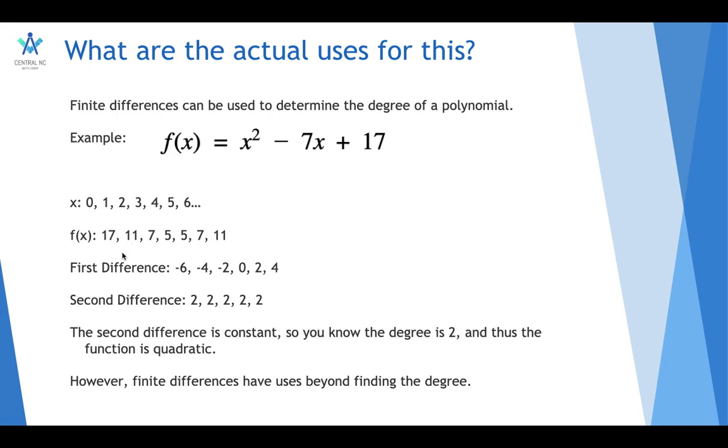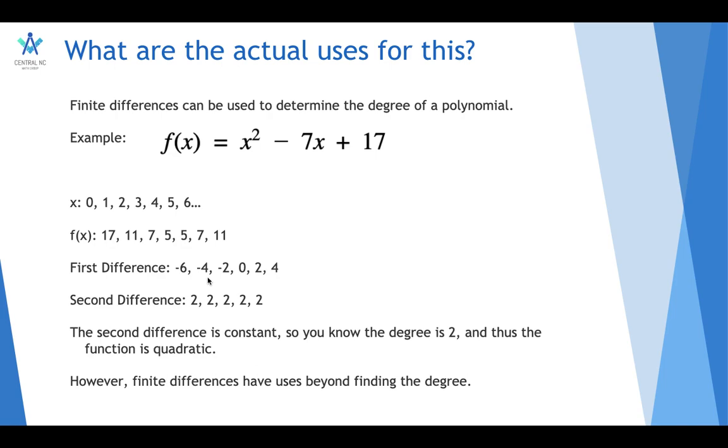Well, you can take the difference between these values, right? And you're just going to see this first difference between these. This decreases by 6, so this is negative 6. This is negative 4. This is negative 2. This is 0. This is 2, and this is 4. So the first difference, this isn't constant yet. So you have to go again.